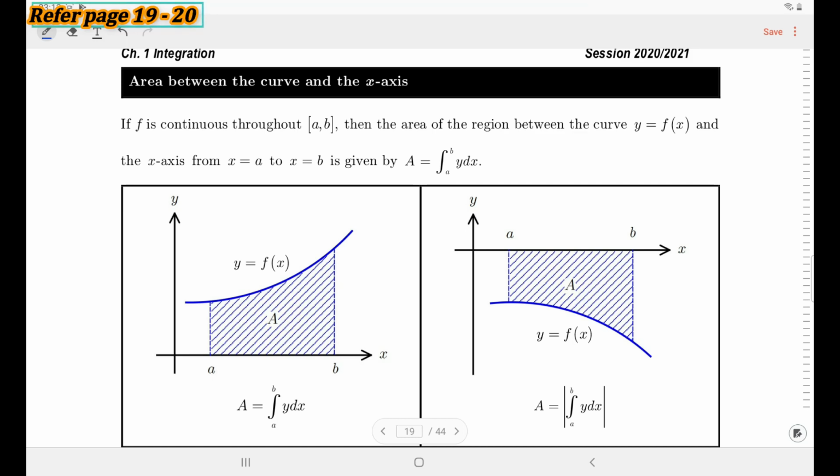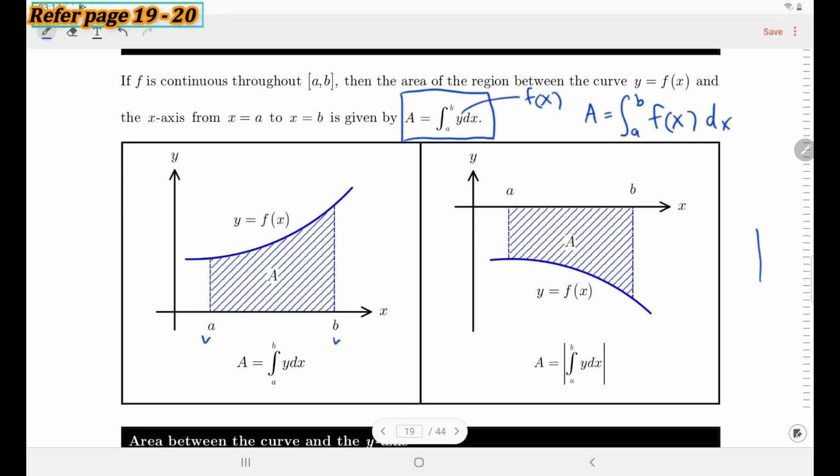If f is continuous throughout from A to B, then the area of the region between the curve f(x) and the x-axis from A to B is given by the integral from A to B of y dx. Y here is actually your function f(x). So simply I could change the formula to the integral from A to B of f(x) dx. So the function of x, we integrate with respect to x.